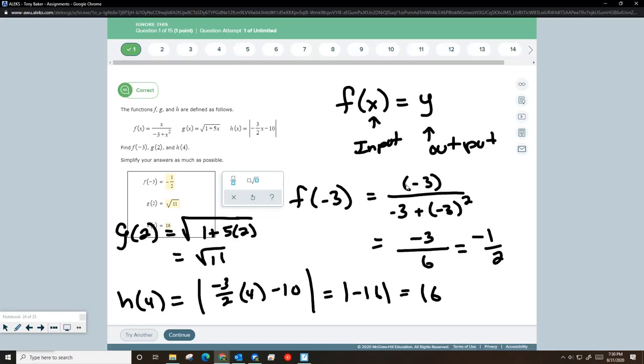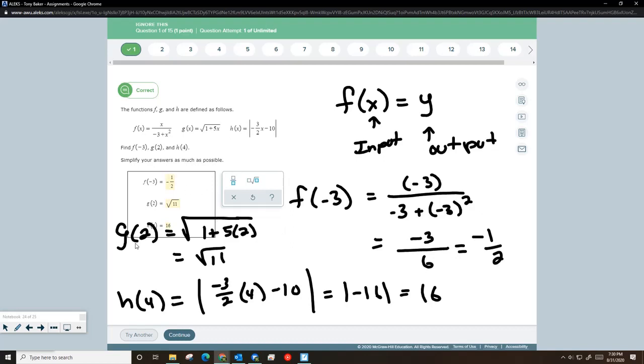I'm looking at the first one, -3. Notice I put it in parentheses, so this way I recognize that that's the number I'm plugging in, and it also takes care of some of my sign issues. So -3 plus (-3) squared, which gives me -3/6, which is -1/2. So that's f of -3.